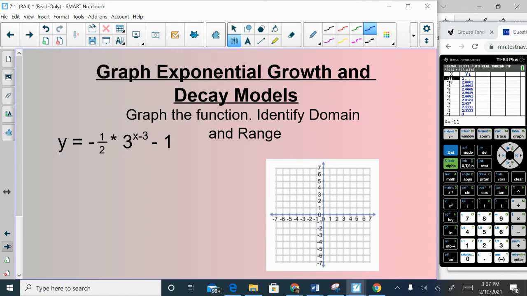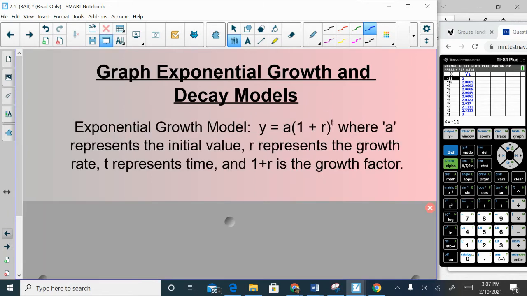I'm good with the graphing for now. You're just typing it in, getting the information from the calculator. I'm also going to introduce a couple of word problems. Some of the word problems are going to use something called the exponential growth model.